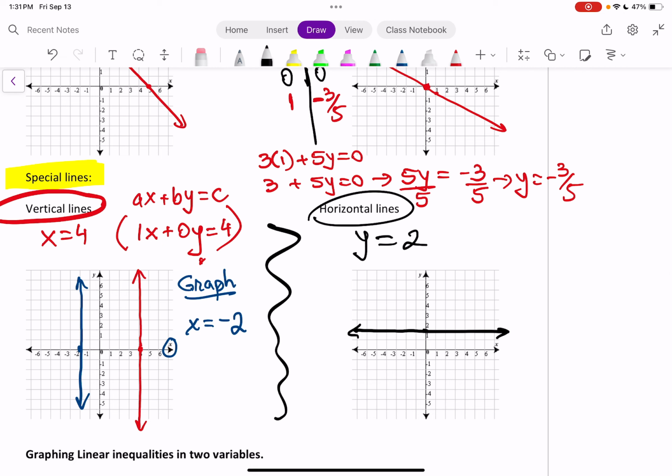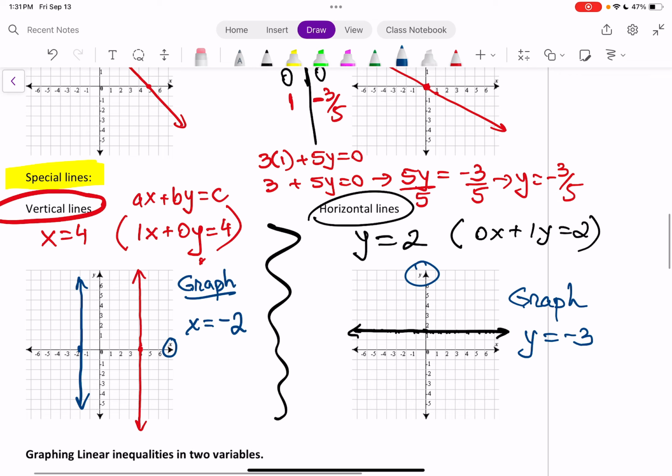So, again, the fact that we have just the y means that the coefficient of x is 0. So it makes no difference. X could be anything, but y always equals 2. So let's say I want you to graph y equals -3. Great. Go to the y-axis at -3. And it's not just a point, it's a whole line of answers that is going to be horizontal.